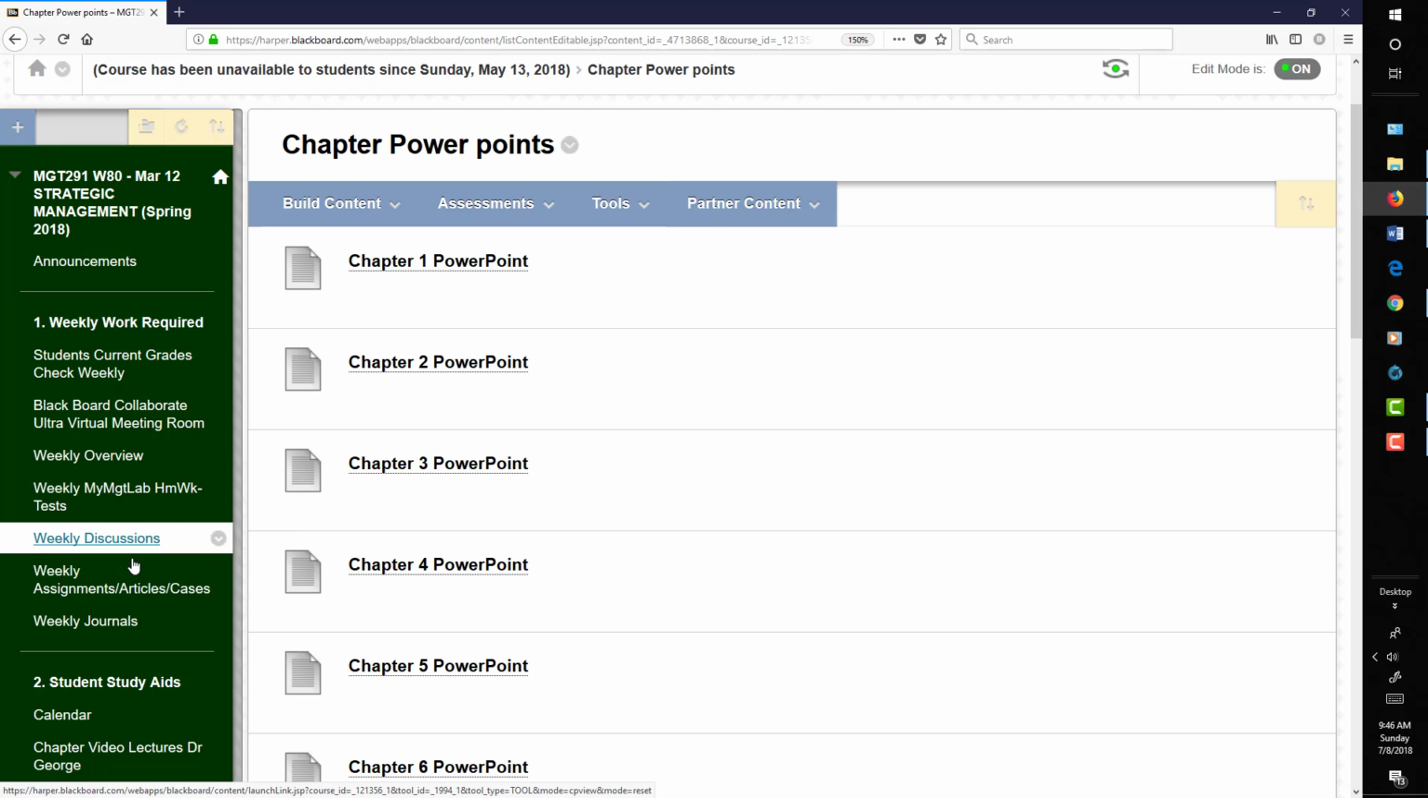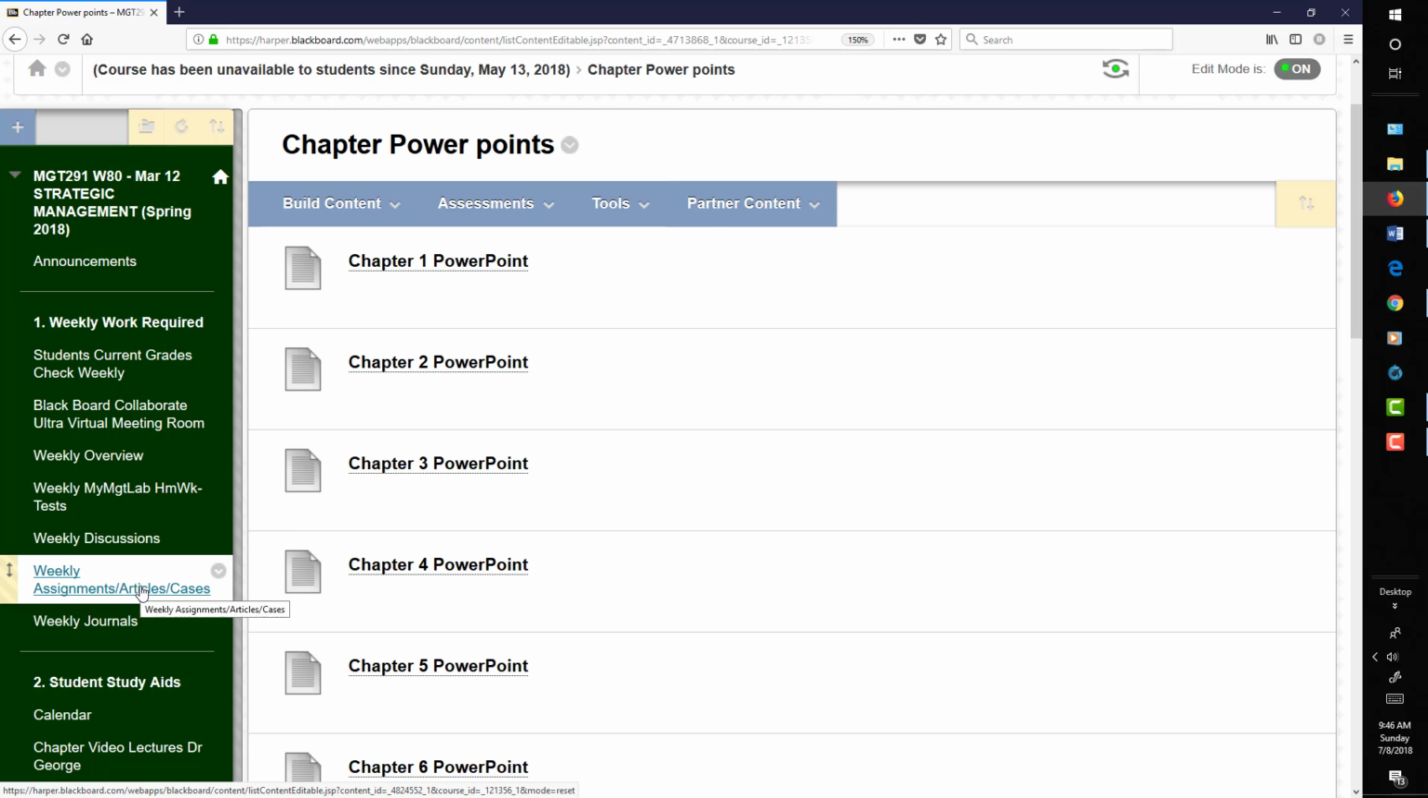Okay, they have the weekly journals and articles I mentioned before. They have the articles, and that's even here in the articles.